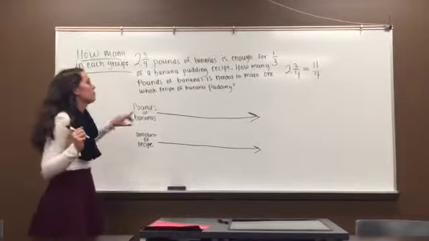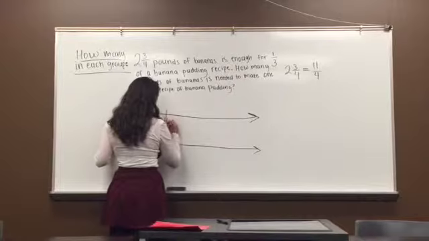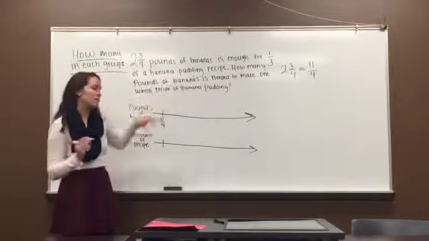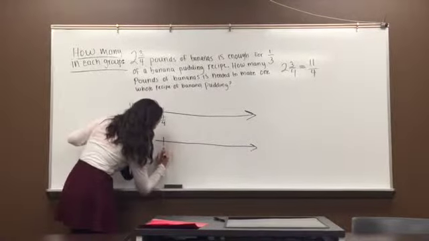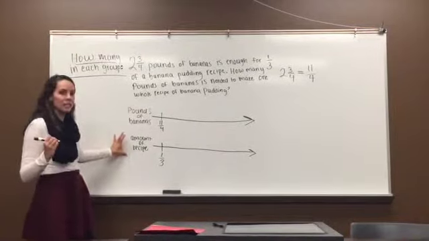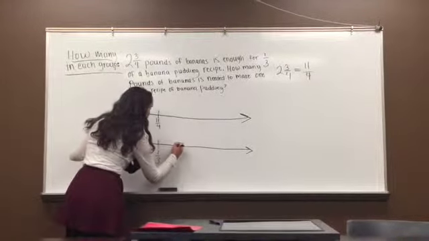So we know from the problem that 11/4 pounds of bananas is enough for 1/3 of a banana recipe. So we're trying to figure out how many is in one whole recipe. So we're going to take this and count it by thirds.